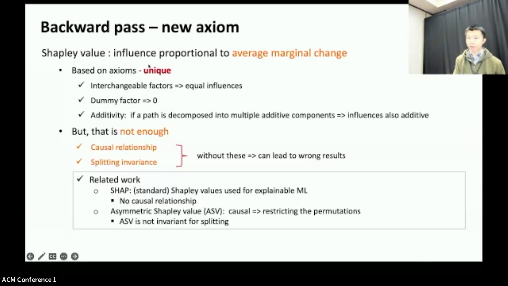And the Shapley value has many theoretical properties. For example, if we want our quantification to be interchangeable considering the interchangeable factors, and if we allow some dummy factors, and if we want to consider the causal relationships, then the quantification should be unique. That is to say, if you want to have some nice properties, then it is the only way for you to quantify the influence of the root causes.